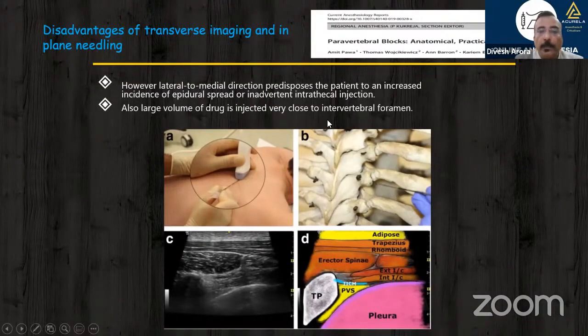And we are injecting 20 mL of the drug, which is quite close. So there are chances it can track towards the epidural space or intrathecal space, which can lead to havoc. So that is why my personal advice is, please practice parasagittal imaging, and try in plane or out of plane, that is up to you. Plus, it is an advanced level block. Start with ESP. Once you are proficient with ESP, then progress towards thoracic paravertebral.